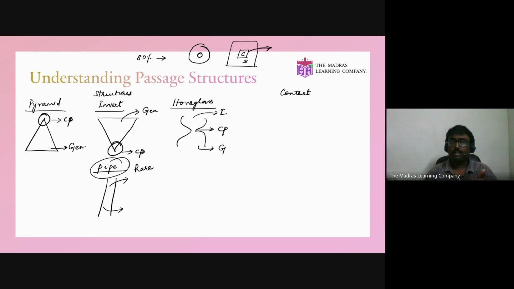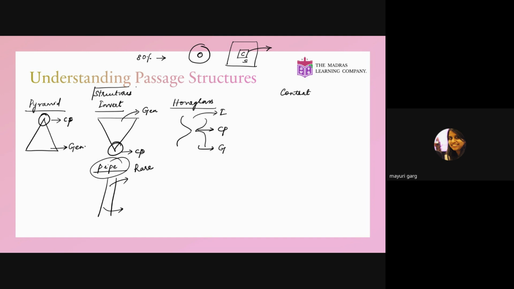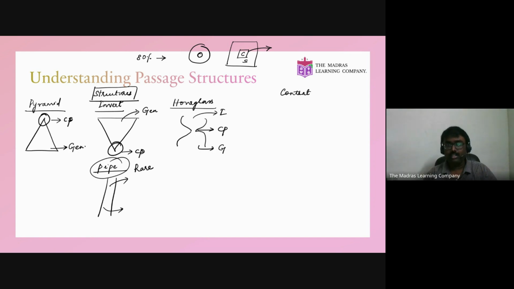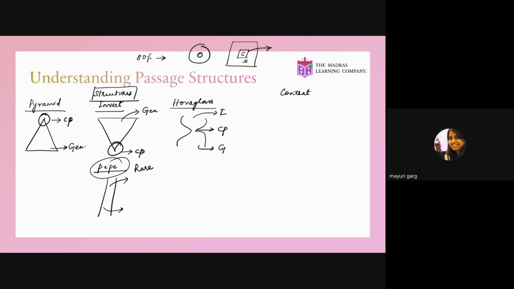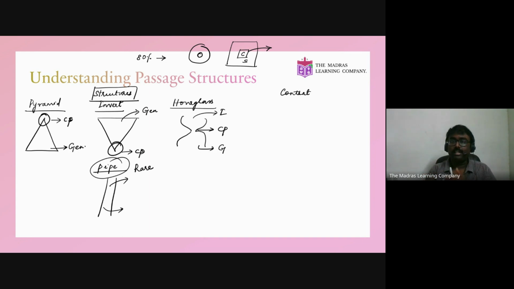Are we clear about the structures? Yes. So generally, when a three paragraph passage is there, of course it's not going to be 100% sure, but mostly it'll be a pyramid structure. Mostly, yes. Got it. But don't go with that idea. Always read and then determine. Cool. This is with respect to structures.